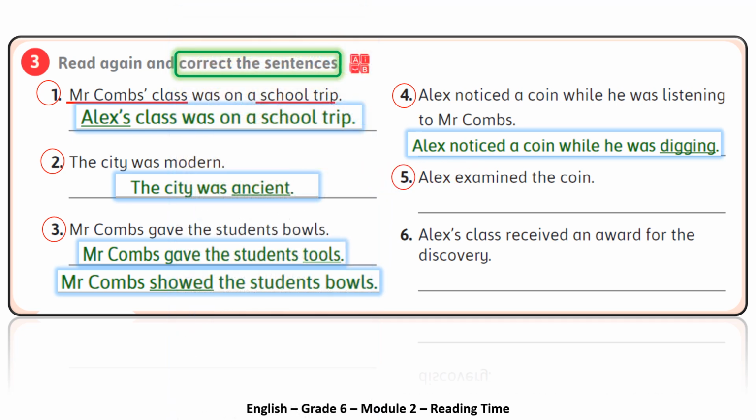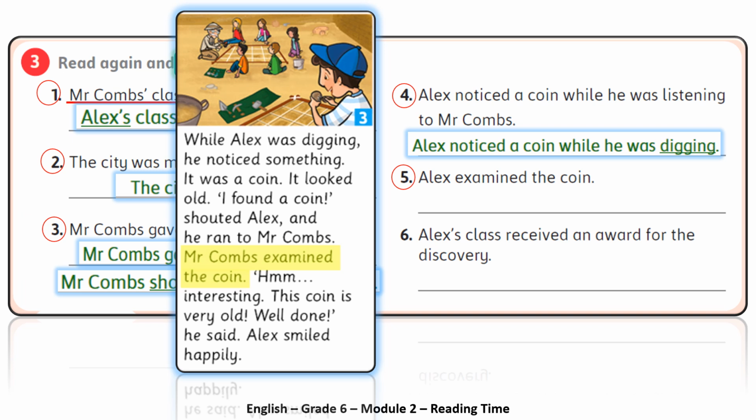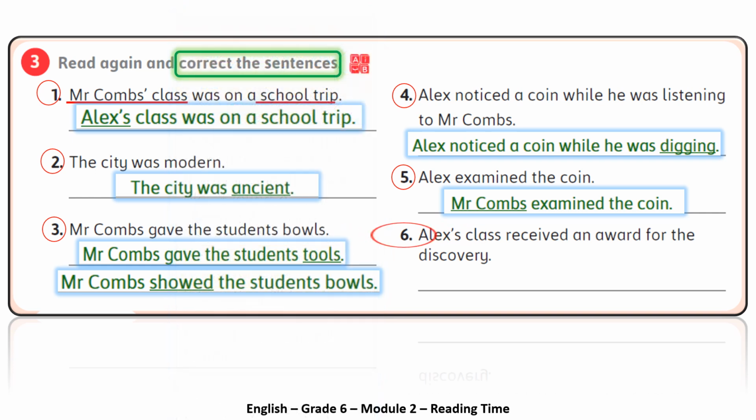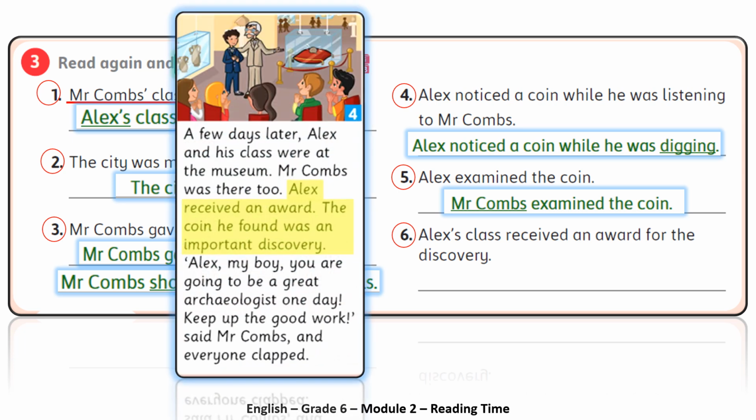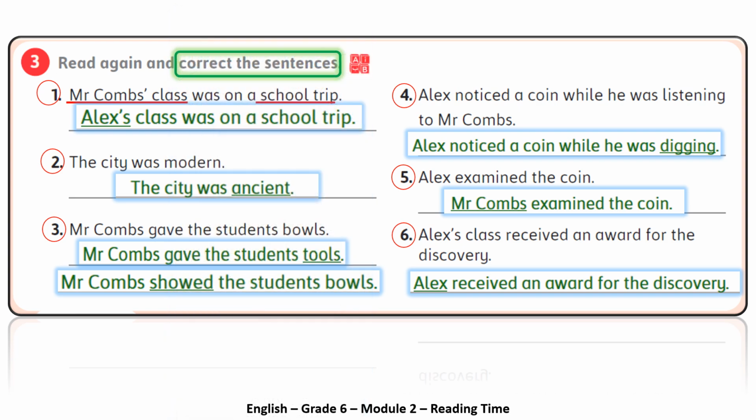Number 5, Alex examined the coin. In the text, in paragraph number 3, Mr. Combs examined the coin. So the answer is Mr. Combs examined the coin. The last one, Alex's class received an award for the discovery. In the text, the last paragraph, which is number 4, Alex received an award, not his class. So the answer is Alex received an award for the discovery. Thank you for working and good job.